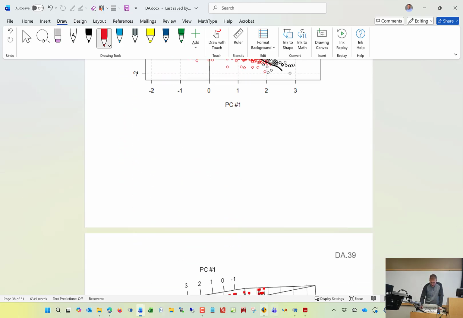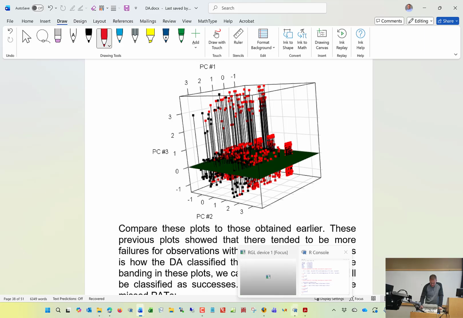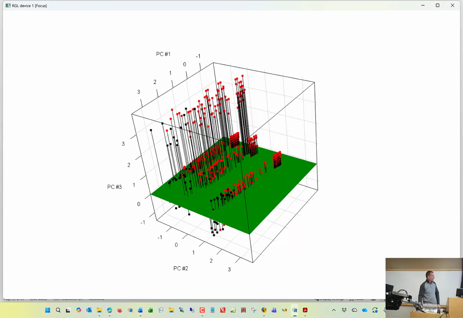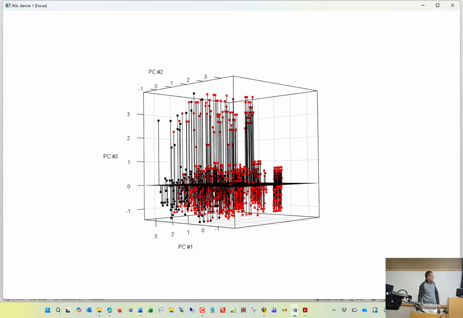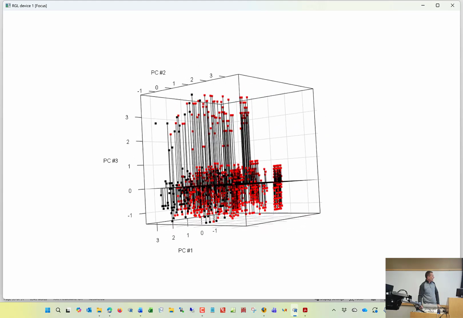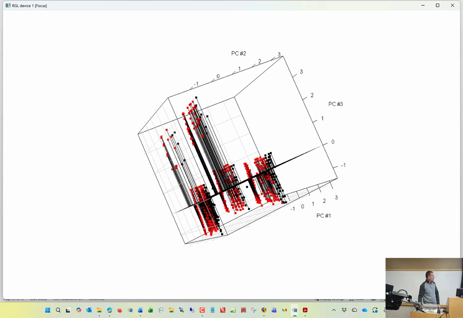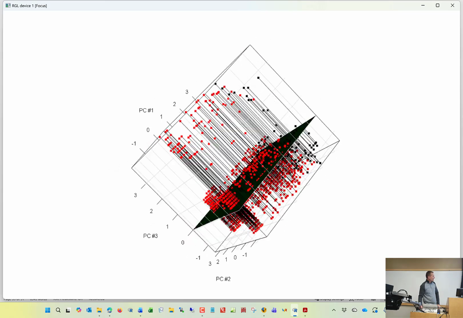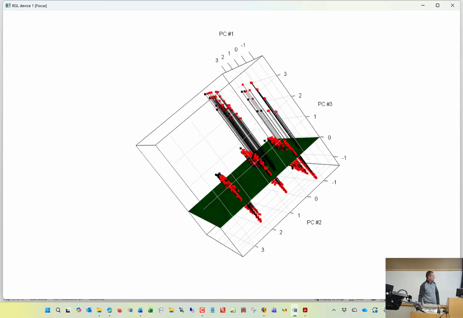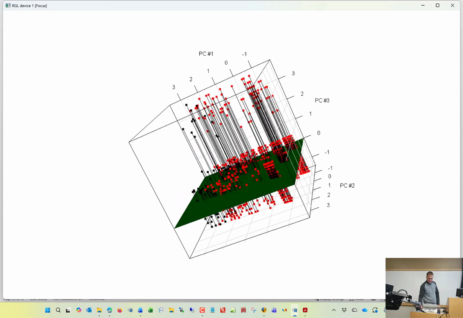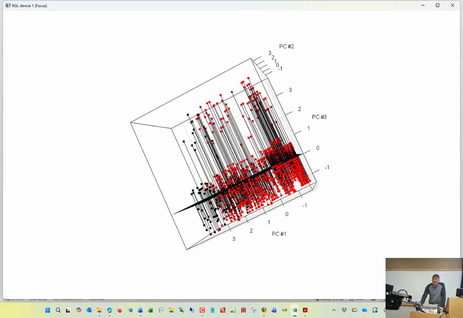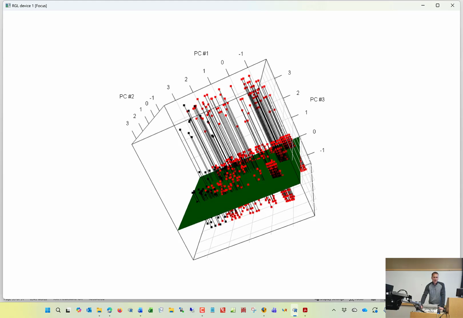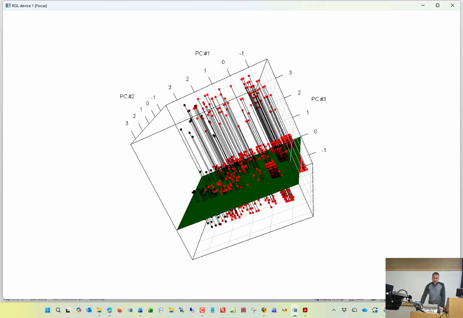We can also look at then a 3D plot. I already did the code. And you can see somewhat similar results to what we saw with the 2 principal components. So this is 3 principal components. Look at all the blacks on the left side. PC number 3 doesn't really help us distinguish between the blacks and the reds. And again, these are all the predictions.